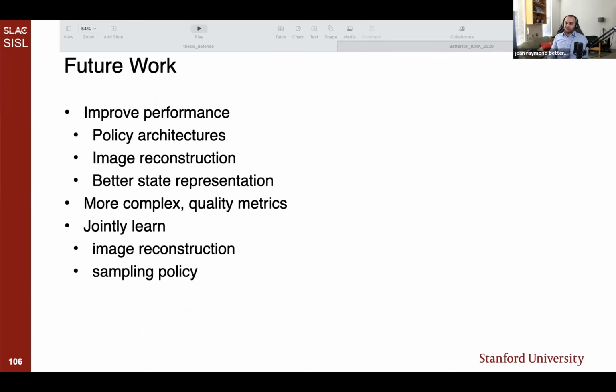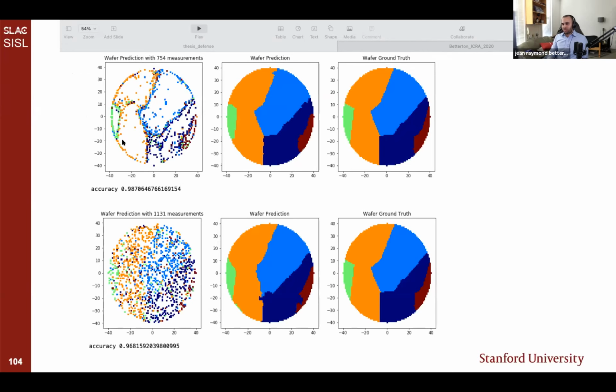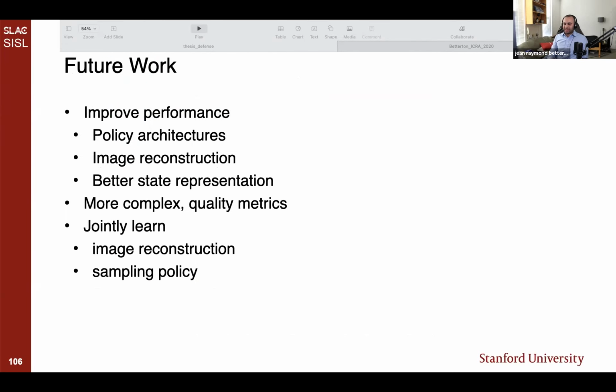And then future work, there's again no shortage of opportunities to improve performance here with different architectures. We could also focus on using better reconstruction functions. This was its own crusade. Better state representation, the list goes on.